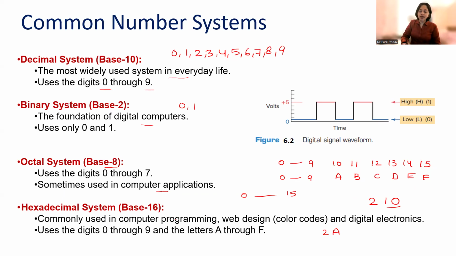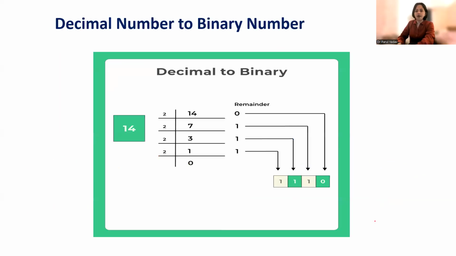Now, hexadecimal systems are used in computer programming and in web designing. Sometimes you might have seen that the color codes are defined using hexadecimal numbers, and also in digital electronics, right? So there are different kinds of number systems. Each number system uses its own set of symbols, and there are certain rules to define it. Now, we'll talk about these systems one by one.